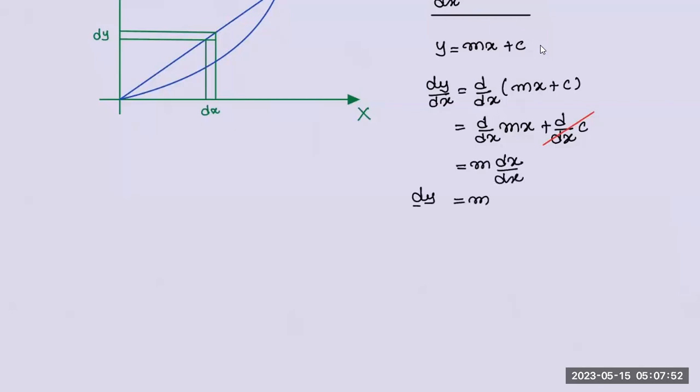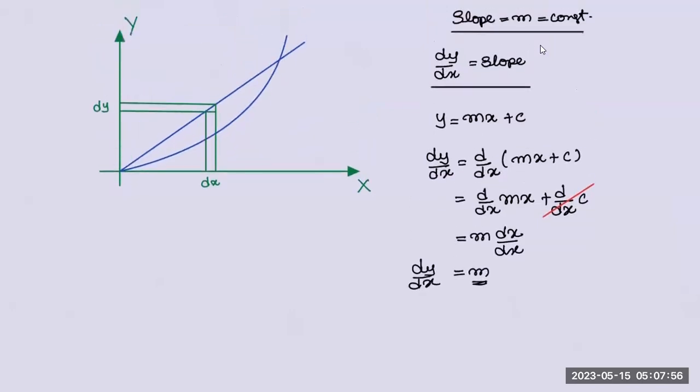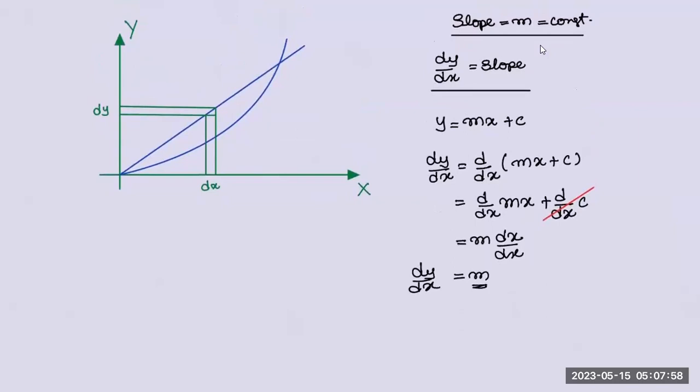So what is dy by dx? Differentiation gives you slope, and it's a constant. Check it. But for a curve, it's not a constant. Let us take a curve. y = x squared. A simple curve we take.